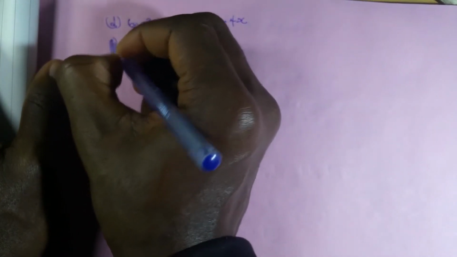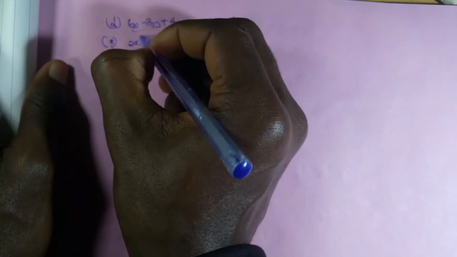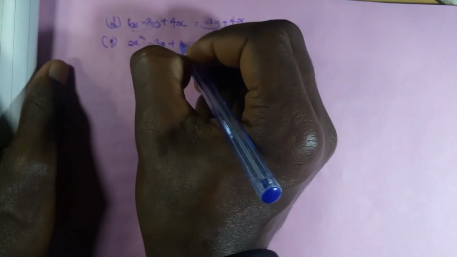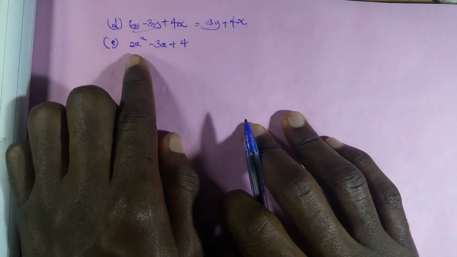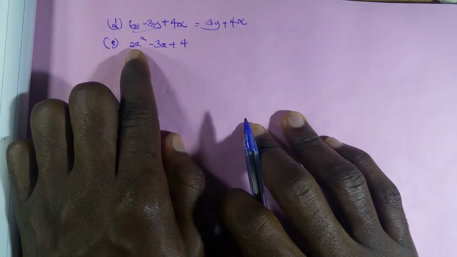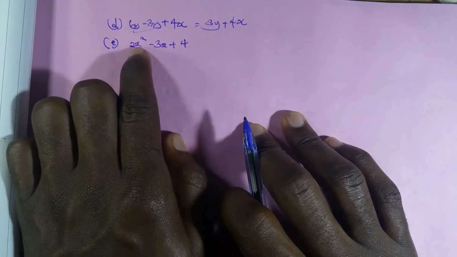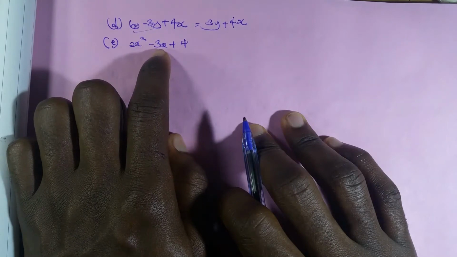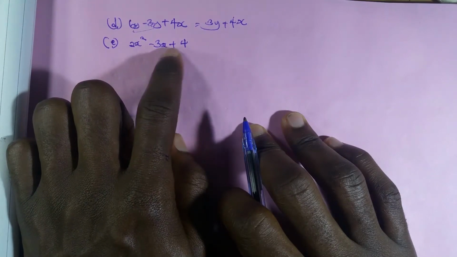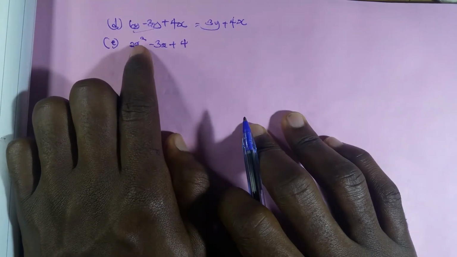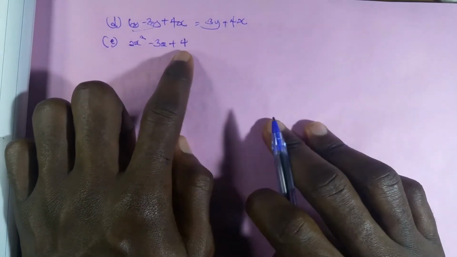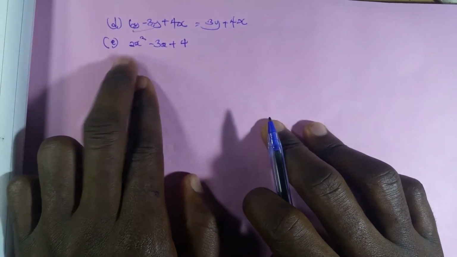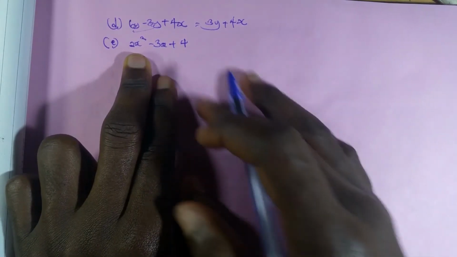Now let's go to the last one. Let me say under that, 2x squared minus 3x plus 4. Here you realize that we have 3 terms. We have 2x squared, we have 3x, which is x to power 1, then we have a constant of 4. Remember when we were introducing quadratics, these are quadratic equations, this is to the power 2.